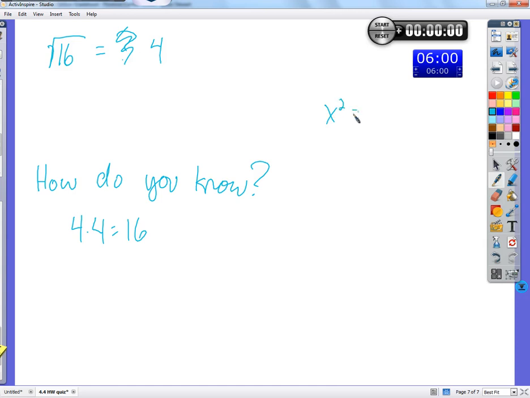Now, let's look at this. X squared equals 16. Now the square root of 16 is 4. That's correct, right? But if you look at x squared equals 16, it's a very similar kind of question. Can you tell me the solution or solutions to this equation? 4. 4 minus 4. Okay. X could be 4. Or x could be minus 4, right? Because what does it mean to find the solution to an equation? Something that is that number that makes the equation true.